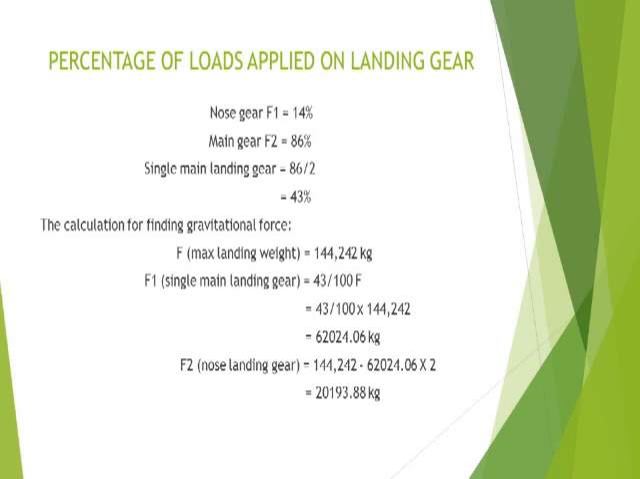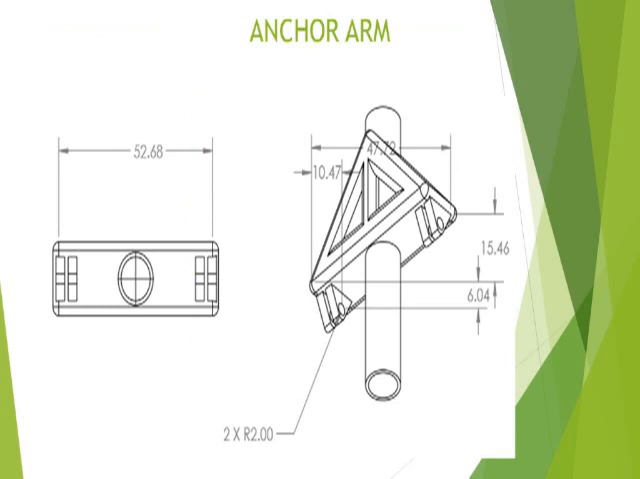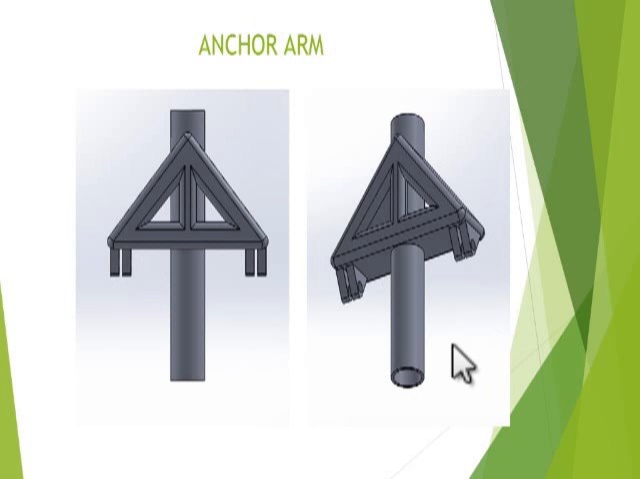The calculation for finding gravitational force. The maximum load is 144,242 kg, and then the single main landing gear weight is 62024.06 kg. The nose landing gear hanging weight is 20193.88 kg. The components of the multi-leg landing gear are anchor arm, upper OLS stud arm, mounts, stud connector, shock absorbers, lower OLS stud arm, base carriers, elastic dampers, elbow rod and wheels.